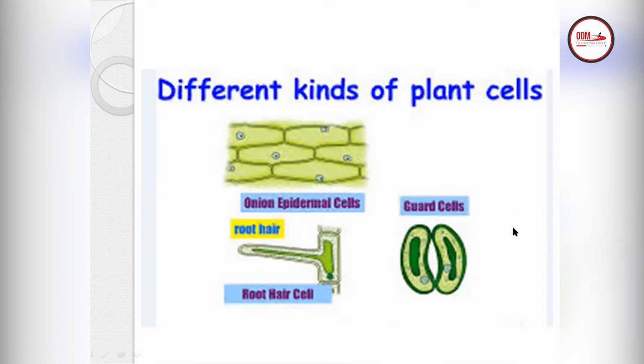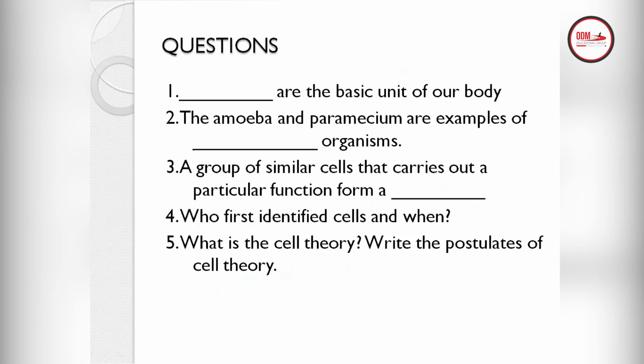So these root hairs have a specific function, therefore the structure. You can see these all belong to the plant cells, but they have varying structures depending on the specific functions they are undergoing. Now coming to the next slide, there are some questions. Fill in the blank: dash are the basic unit of our body, and amoeba and paramecium are examples of organisms. So let me answer all the questions. I think you all are able to answer these questions.